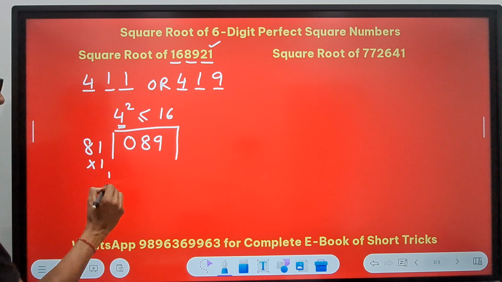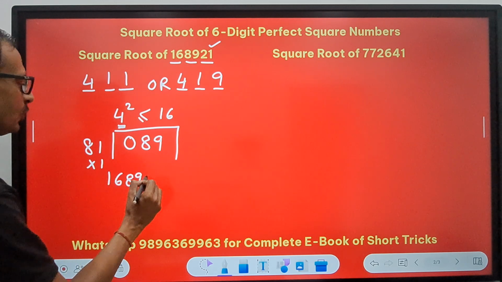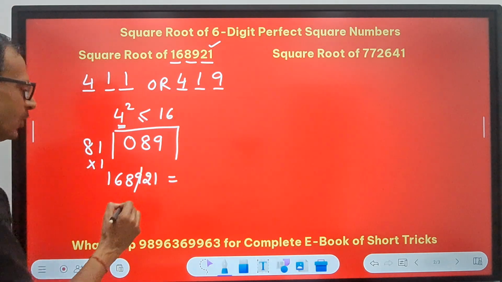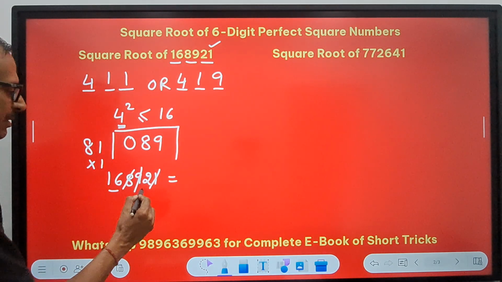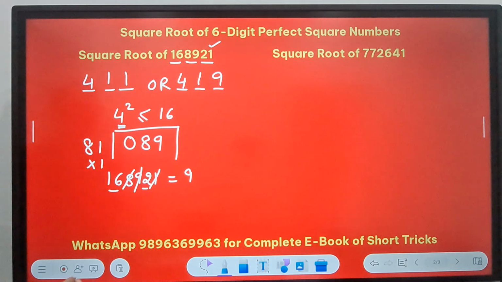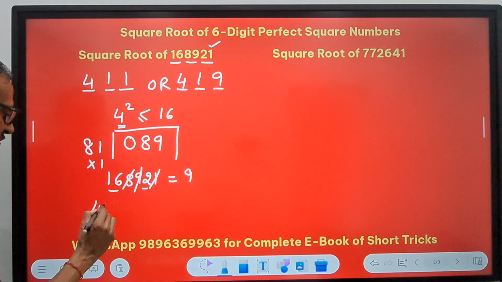So let's check the digit sum of 168921. What is the digit sum? 9 gone, 8 plus 1, 9 gone, 1 plus 6, 7 plus 2, 9. 9 only, right? So let's check 411 square.